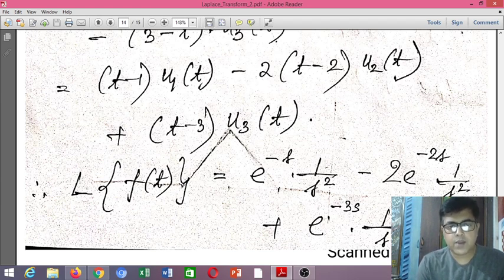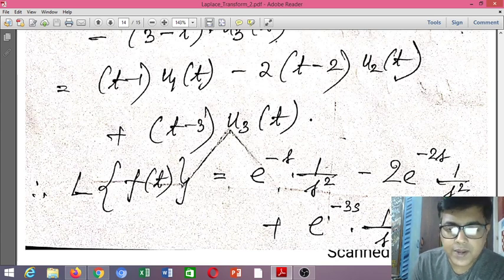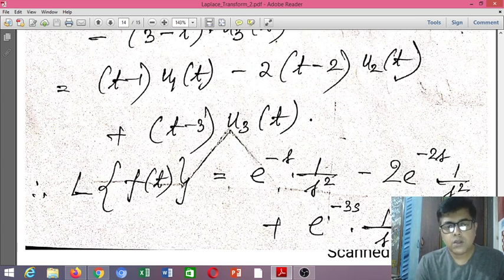L of t minus 1 into u1(t). If we apply the shifting property, we get e to the power minus s, a being 1, into the Laplace transform of t, which is 1 by s square, because it is a linear function of t. What is L of t to the power n? L of t to the power n is n factorial by s to the power n plus 1. So L of t to the power 1 will be 1 factorial by s to the power 1 plus 1, which is 1 by s square. So that's why we get 1 by s square here.